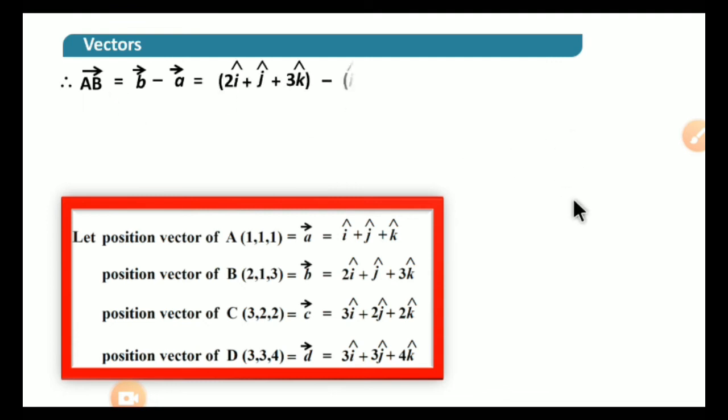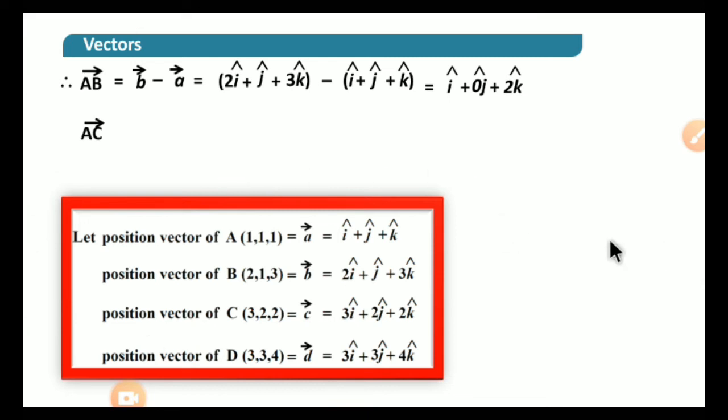Therefore, it is equal to 2i plus j plus 3k minus that A vector, which is i plus j plus k. After simplification, 2i minus i is 1i, plus j minus j is 0j, plus 3k minus k is equal to plus 2k. Then we can find out AC.